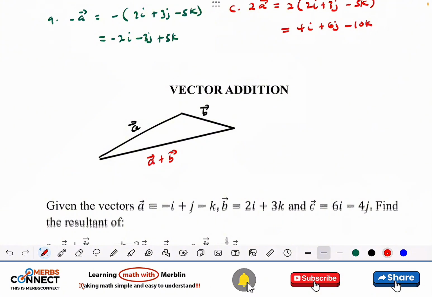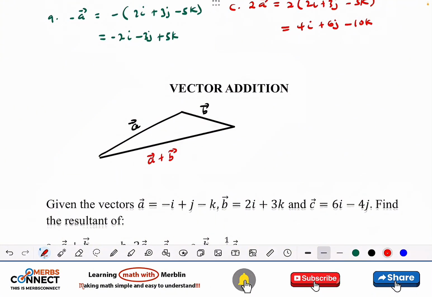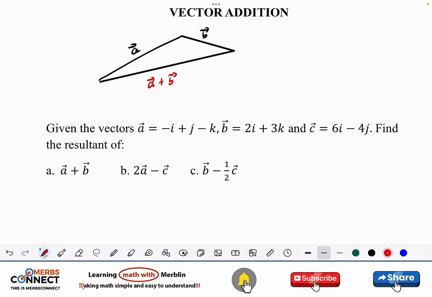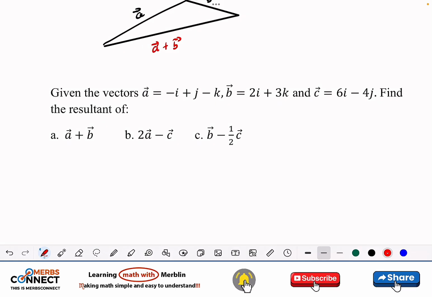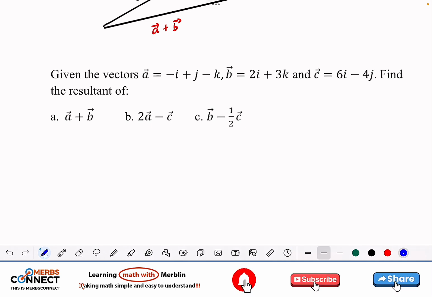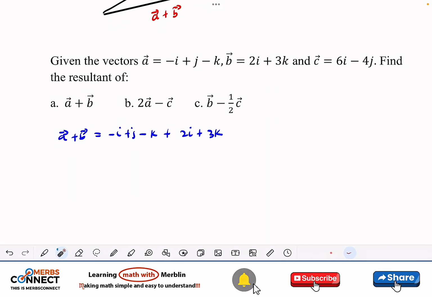So when I started talking about vectors, I should have talked about vector addition before we started. So I wanted to talk about this one. We can just do this quick example here. As we are doing, we are adding directions to directions, right? So A plus B is going to be minus i plus j minus k plus 2i plus 3k. Right, remember the j here is 0. So this is going to give us i plus j plus 2k.